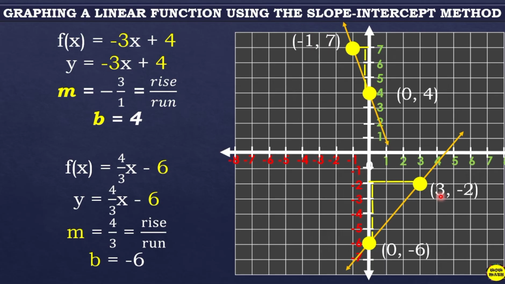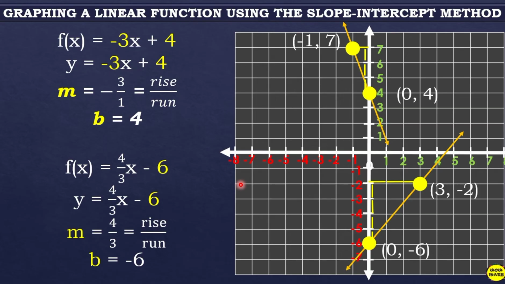Ayan po. Okay. So, this is the graph of f of x is equal to negative 3x plus 4. And ito naman yung graph ng f of x is equal to 4/3 x minus 6. So, tatandaan lang po na kapag ang gagamitin mo o ang gusto mong gamitin ay slope-intercept method, find the slope and the y-intercept. Ang una po nating ipa-plot ay slope po palagi. And then from the slope, simula dun po tayo magra-rise over run. Okay, so as you can see, the graph of a linear function is a straight line. So, this is how we graph a linear function using the slope-intercept method.